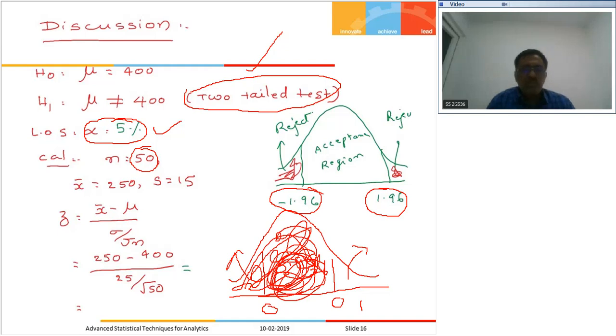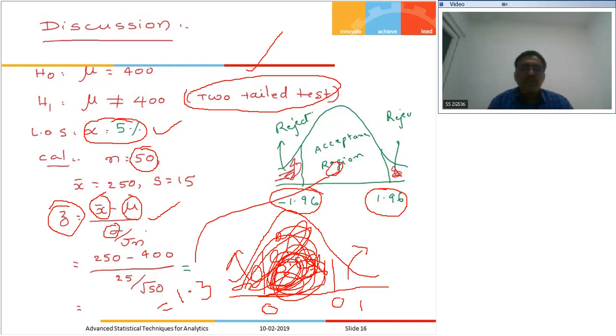Next come the calculations. We already know the Z value. This is the formula. The values are available: X bar is available, mu is available, sigma is available in the problem, that is 25, and n is available. Everything is available, and we substitute it. After doing this calculation, we see what the value is. Suppose, as mentioned, I got 1.3 here. Immediately we see where this 1.3 lies, right here, right? That means accept the null hypothesis.